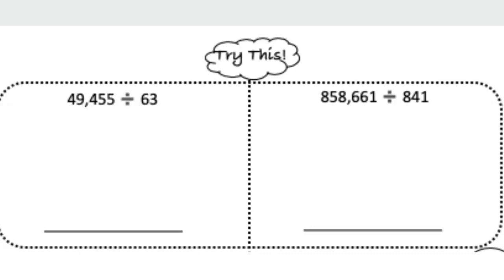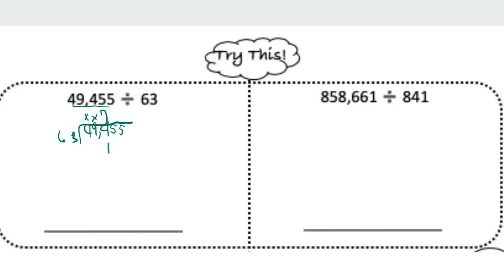49,455 divided by 63. Remember, the first number goes in the house. It means 49,455 is in the house. 63 is out. Doesn't go into 4, doesn't go into 49, does go into 494. Okay, so I want to figure out 63 times what gets me as close as possible to 494. And I believe it's 7.